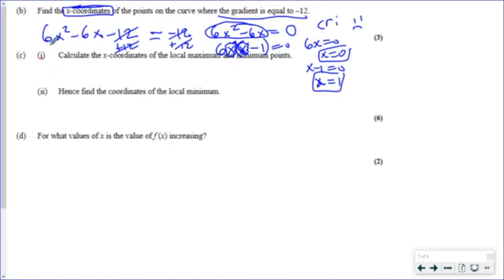So, almost done. Now, calculate the x-coordinates of the local maximum and local minimum. Here, they're not asking for what's happening at negative 12 anymore. They just want to know in general what's happening at the local max and local minimum. I want to know my x-coordinates. So I go back to my derivative. This is my derivative, 6x squared minus 6x minus 12.